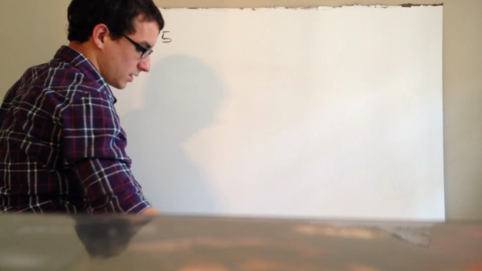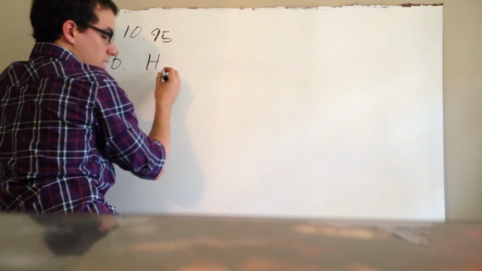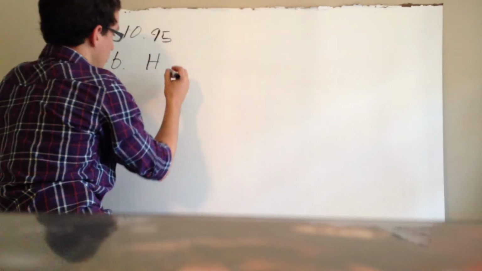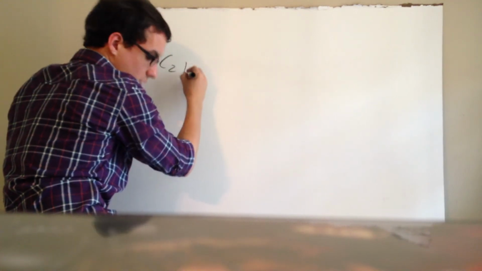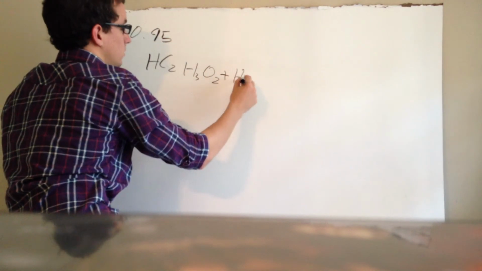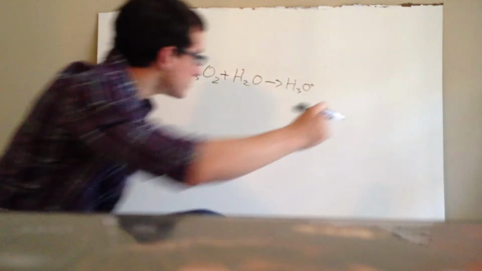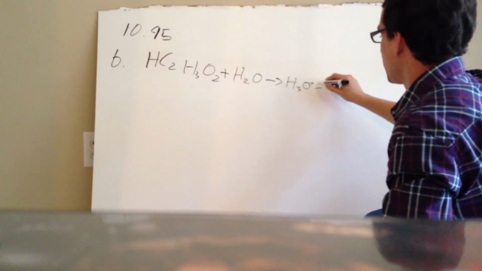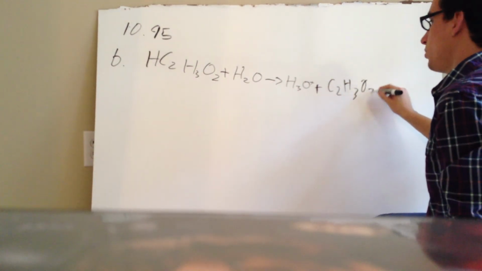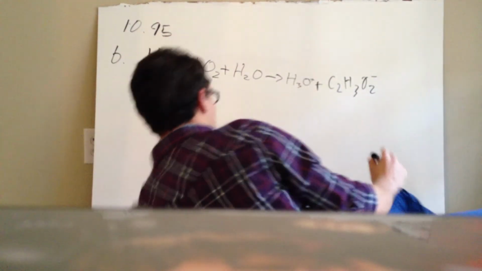What is the Ka expression? Let's do it for HC2H3O2. I don't want to do it for both because you already will understand that. So it'd be HC2H3O2 plus H2O yields H3O plus, gain a proton, and then the conjugate base, C2H3O2 minus.